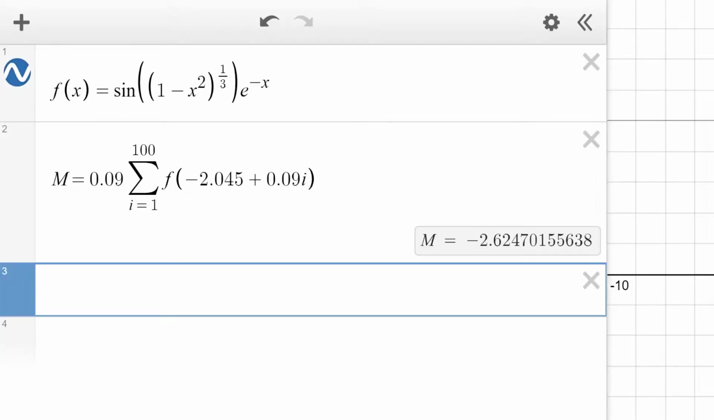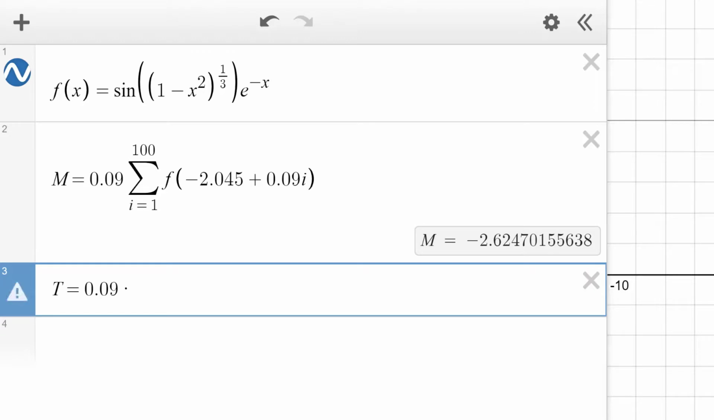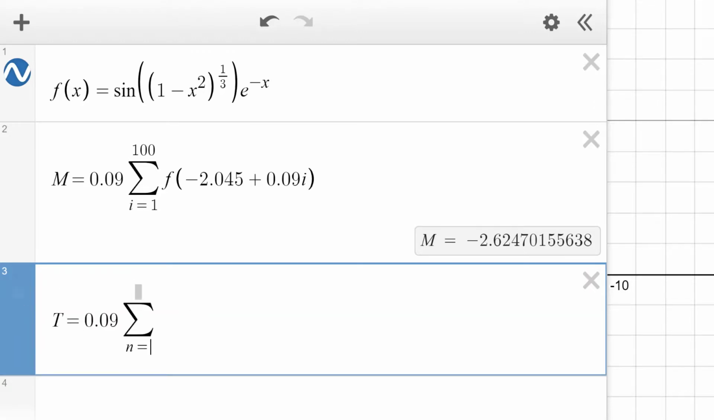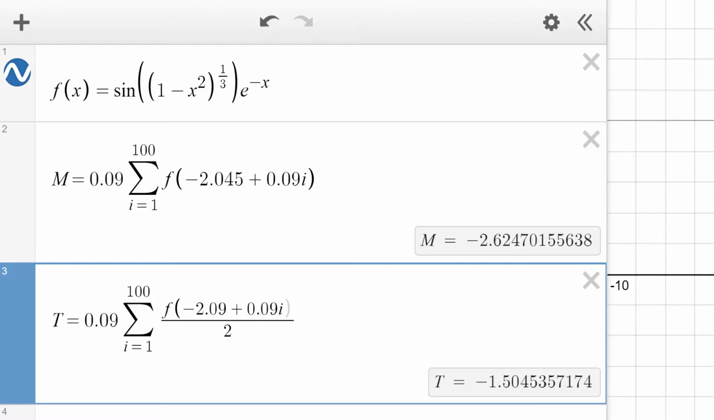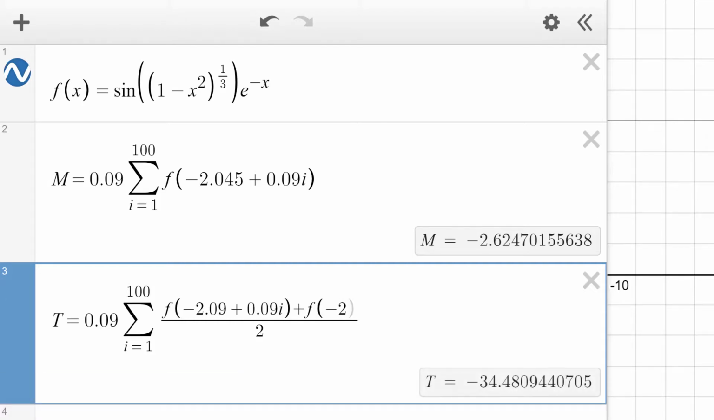So over in Desmos, I just type in t is equal to, we have that 0.09 hanging out, and then we're going to multiply it by the sum. I'll just type in sum. And again, I'm changing the index to an I, going from 1 to 100. Start a fraction, make sure that denominator is a 2. And in the numerator, we have the following. A negative 2.09 plus 0.09i, that's inside of f. And then we're going to add to that f of negative 2 plus 0.09i.